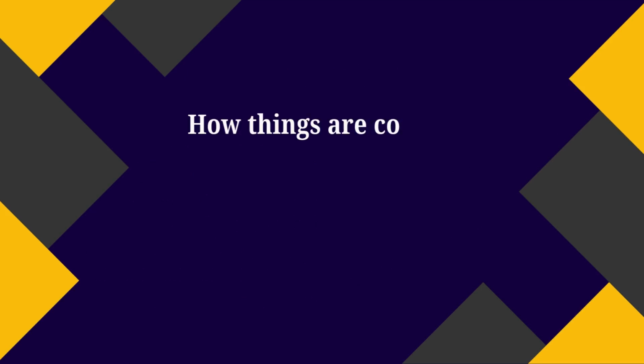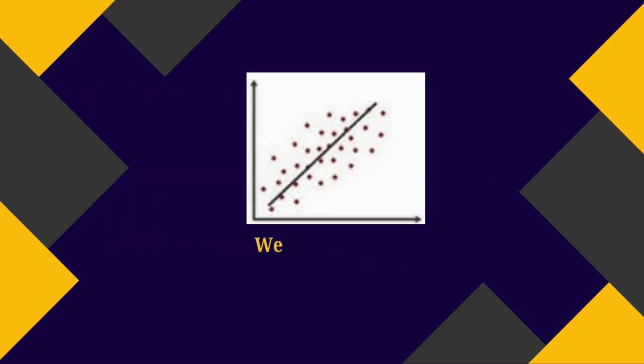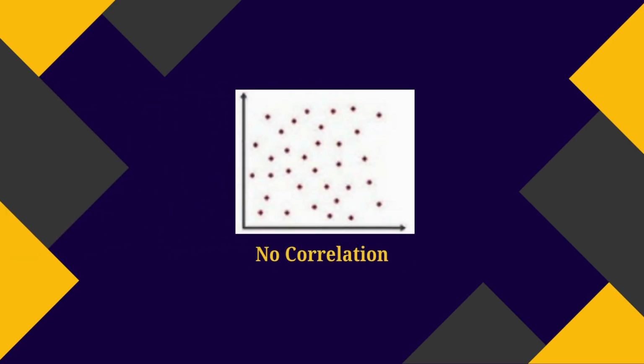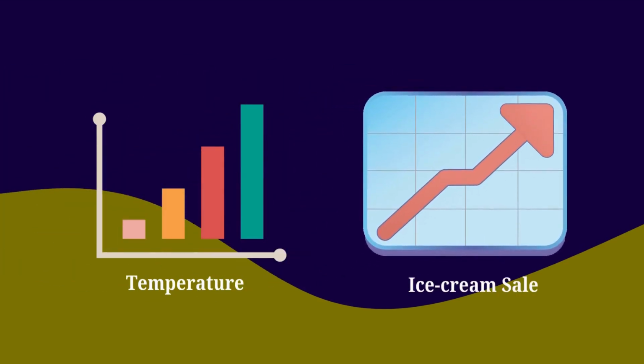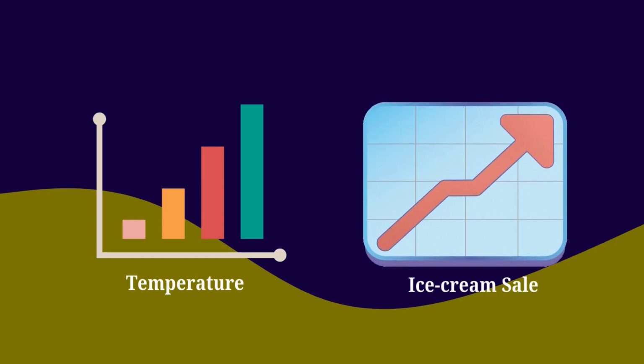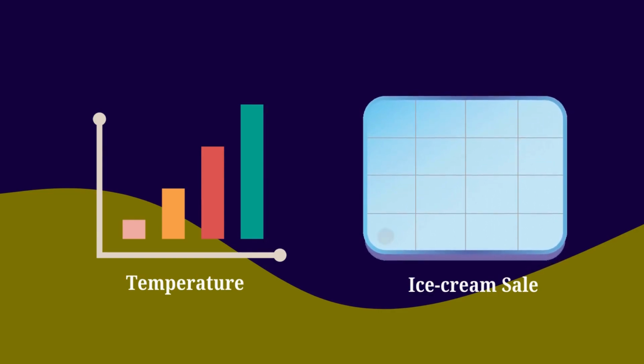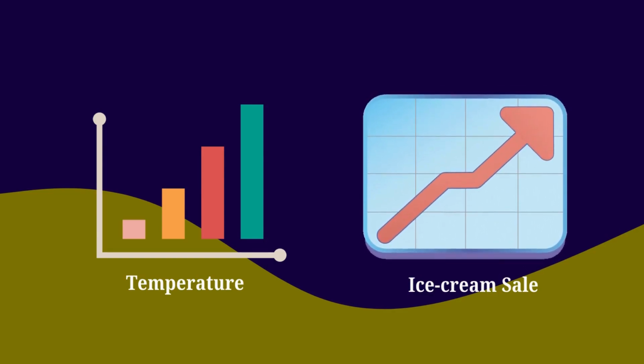Correlation helps us go beyond isolated data points. It shows us how things are connected, whether strongly, weakly, or not at all. For example, when we study temperature and ice cream sales, we might notice that as temperature rises, ice cream sales also rise. That is a clear positive relationship. But correlation doesn't tell us why. It only tells us that movement happens together.